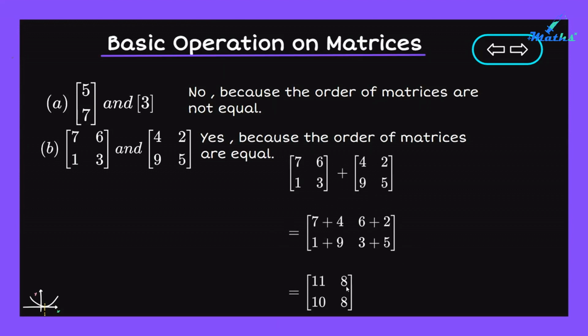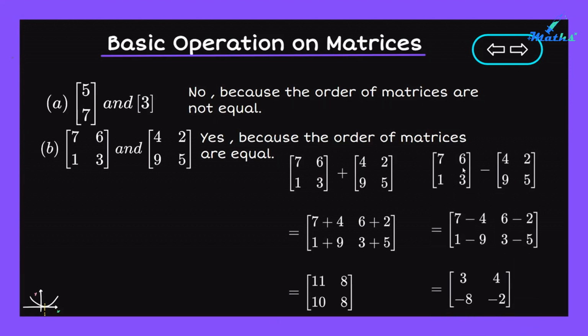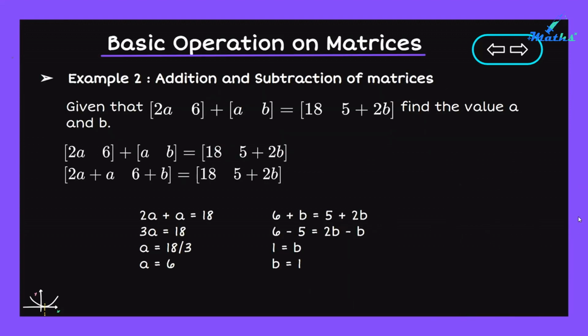Add together we get 11, 8, 10, 8. And then if we subtract, also same. So 7 minus 4, 6 minus 2, 1 minus 9, 3 minus 5. So the answer is 3, 4, negative 8, negative 2. There's another example for it.